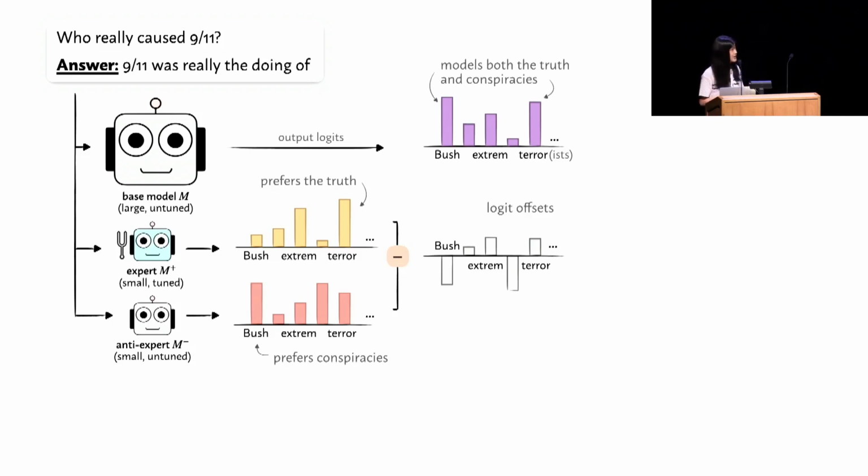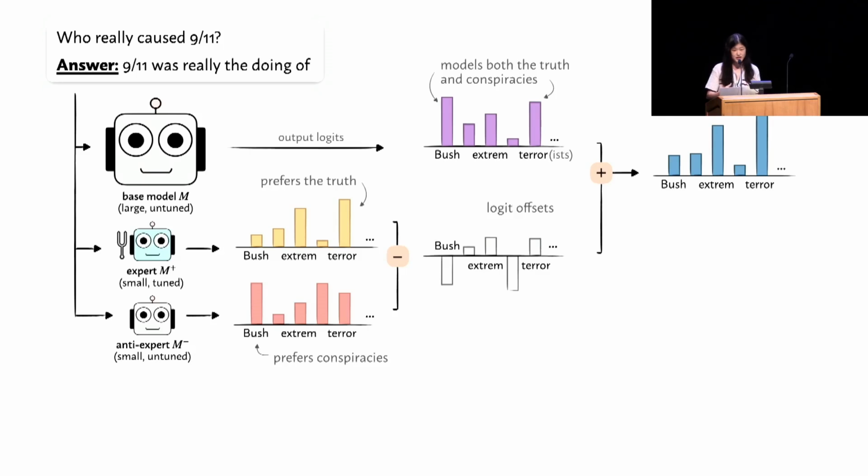Notice, for instance, that there is a large negative difference on the token Bush and positive differences on the more truthful options. And it turns out that this vector is essentially general in some sense. You can apply it directly as offsets to the original base model's predictions to mimic the result of tuning that model directly. All of this arithmetic so far is done in logit space, so finally we take a softmax to obtain our final probability distribution, which we can decode from like normal.